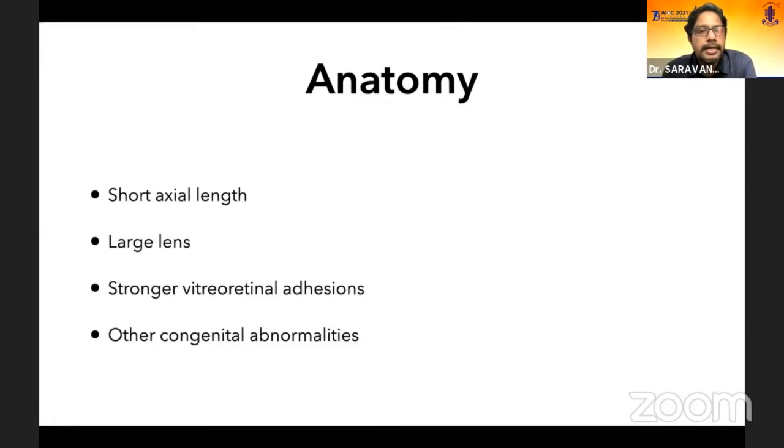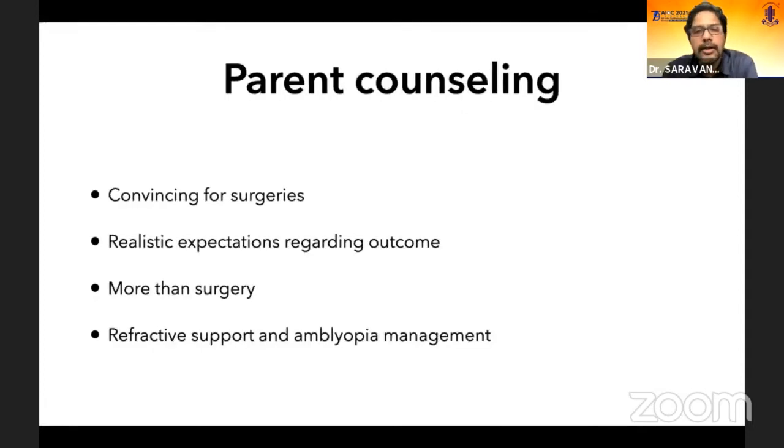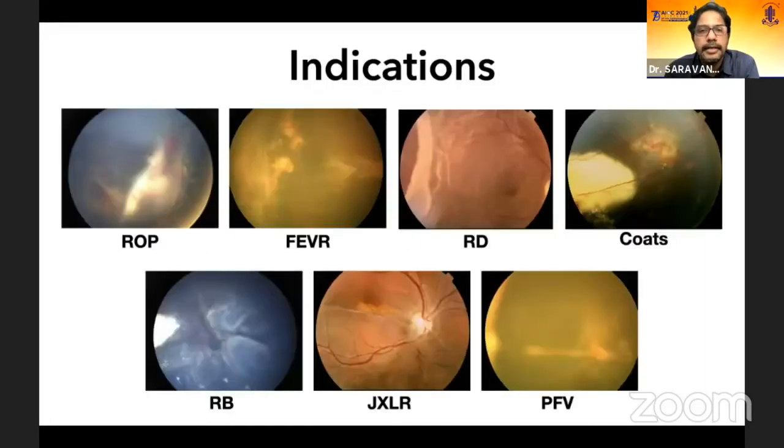So things to note are the very short axial length, especially in a very small baby like in ROP, the presence of a large lens in comparison to the vitreous cavity, stronger vitreoretinal adhesions and other congenital anomalies which may be there. Apart from this, the parents have to be realistically counseled on what to expect out of this surgical outcome, what the functional outcome is, all those things have to be clearly mentioned.